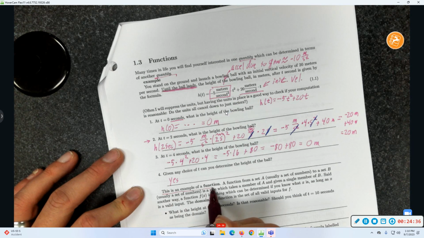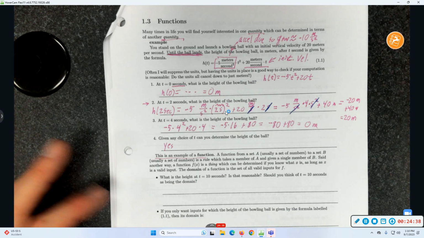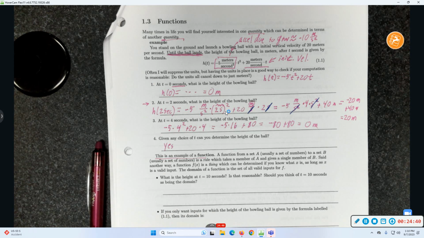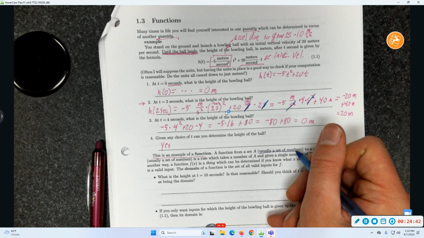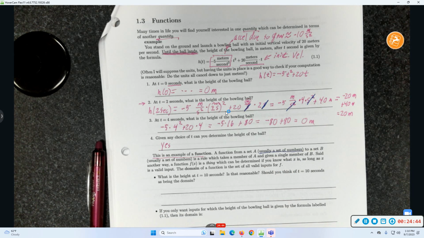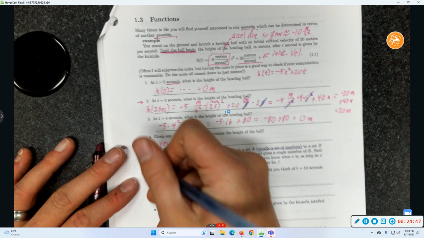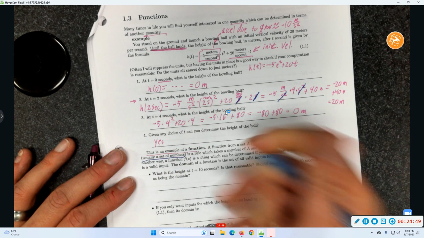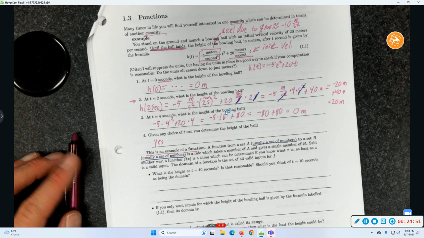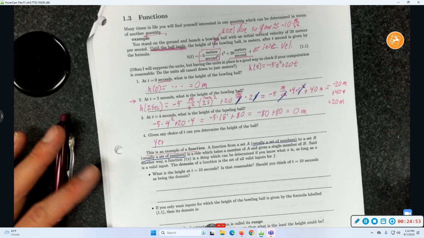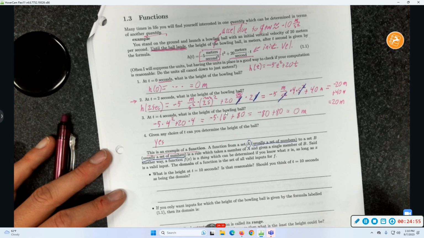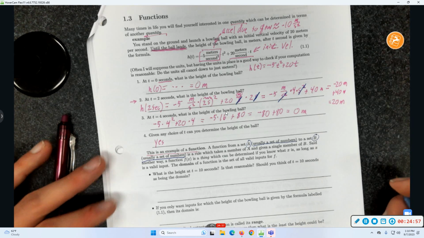That's exactly what it means to be a function. Here's now a formal definition. A function from some set A, usually it'll be a set of numbers, the things you can legally plug into the function, to some set B, usually a set of numbers, the types of outputs you expect to see from this function, is a rule which takes a member of the set A and gives you a member of the set B.